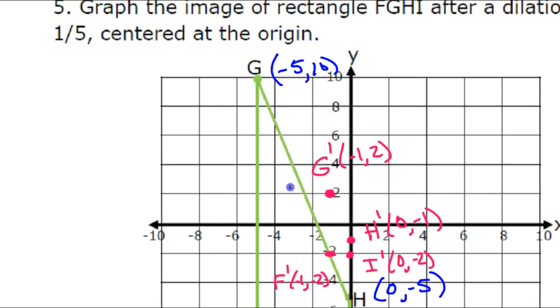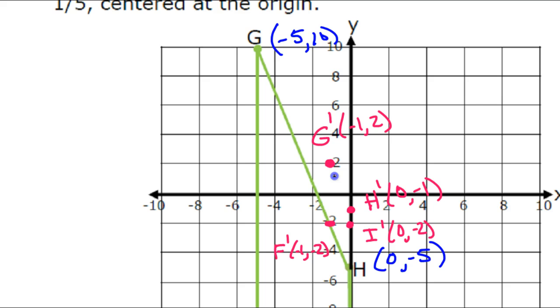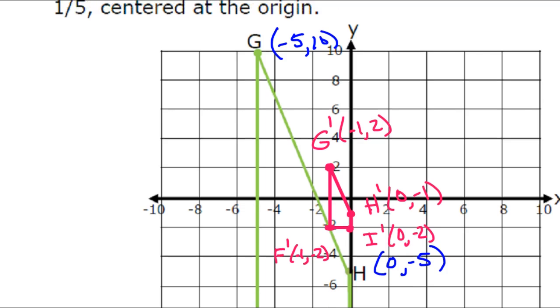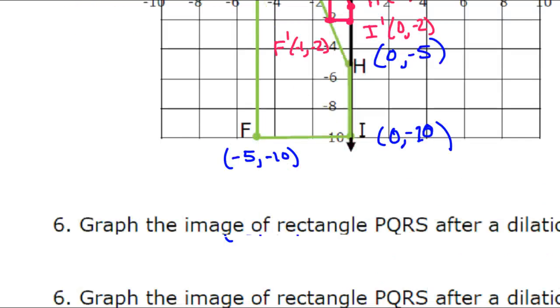And I think that's it. So look at the little baby shape we're going to have. Okay, so that will be the image. Notice it is the same shape as the original, just teeny tiny. So that was number 5. Let's find number 6.